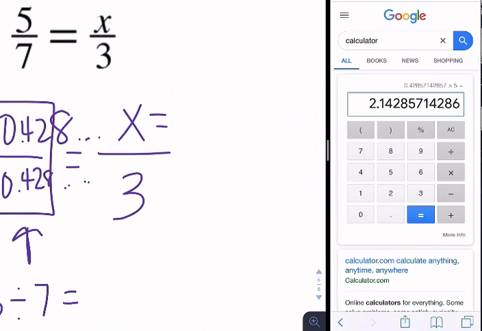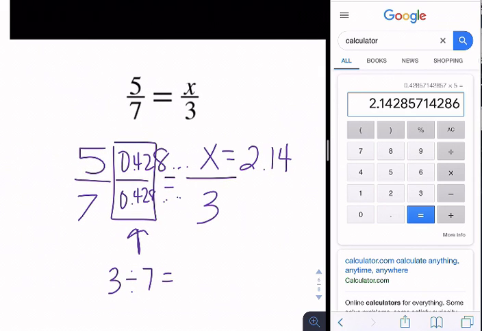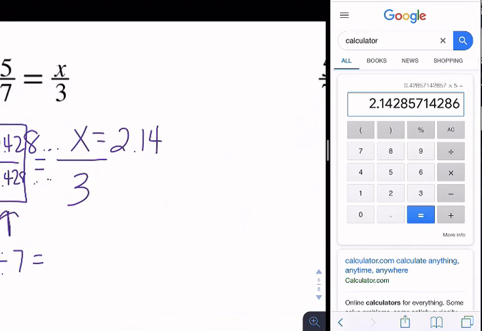And I get that x equals 2.14. Here's where you can do your rounding. You don't need to give that whole big, long number. Okay, so there we've got x.